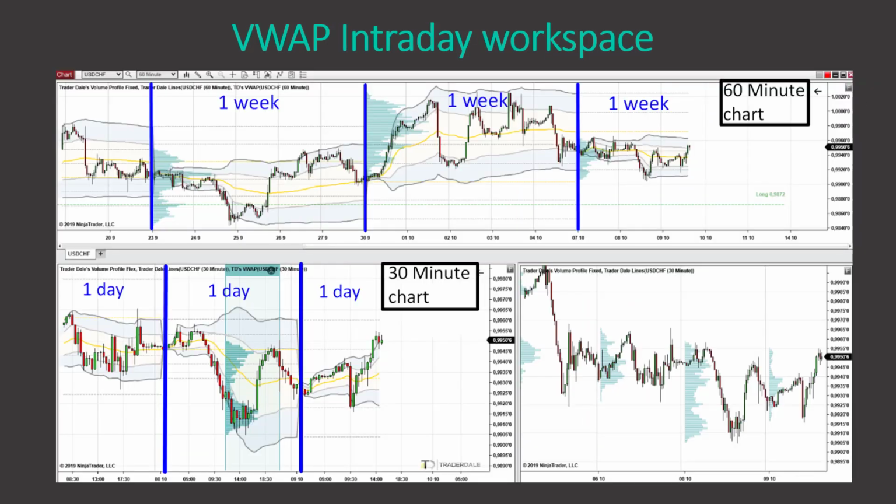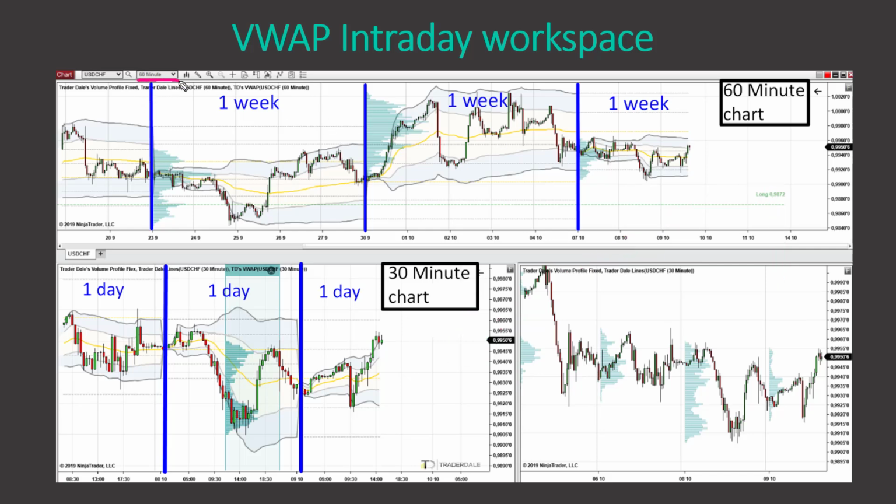Now, let me show you this on an example. This is a workspace which I'm using for my intraday trading. What you see here are 3 charts. All those charts are linked, so they always show the same trading instrument. So, for example, if I switch to euro-dollar on this chart, then it will also show on those two. All right, so those are linked.